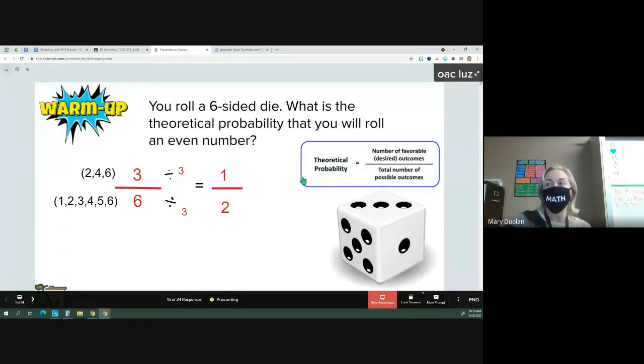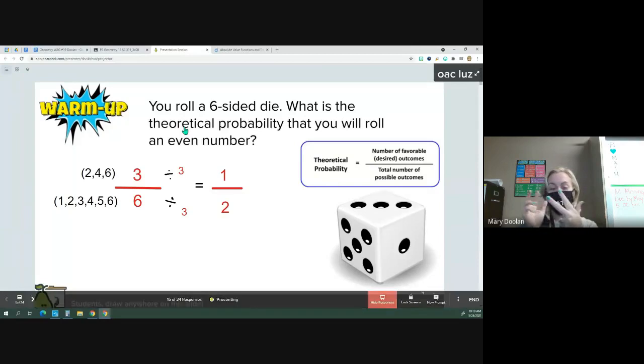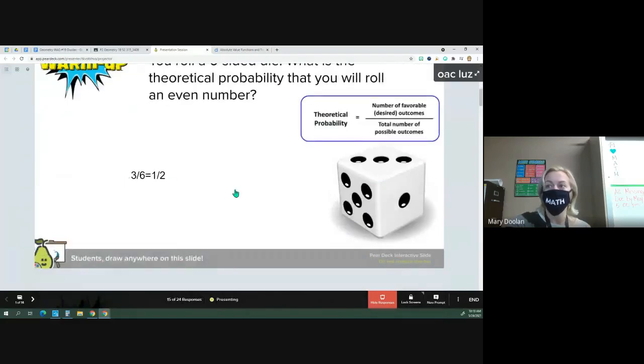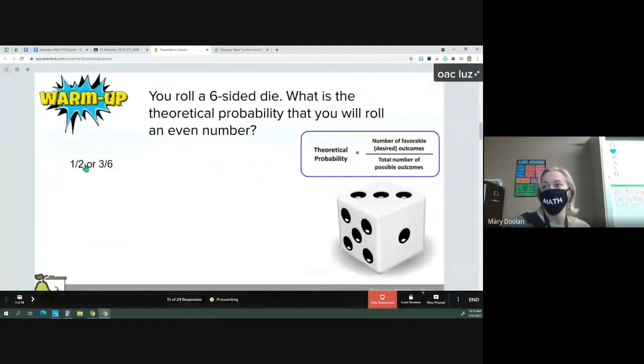When you are trying to find theoretical probability, it's just a fraction where the numerator is the number of favorable or desired outcomes. So if we're rolling a six-sided die and we want the theoretical probability of rolling an even number, well, of those six sides, we have 2, 4, and 6. So there are 3 possible outcomes that are favorable. And then the total number of possible outcomes is 6 sides on this die, so that's why 6 is in the denominator. Now you can leave it as 3/6, that's correct, or you can simplify it to 1/2. Okay, so those are both correct.